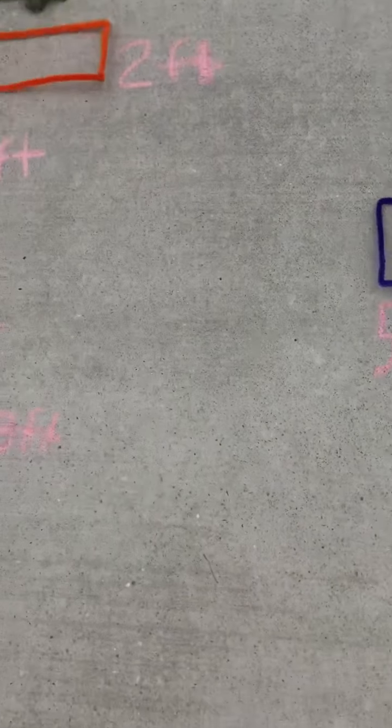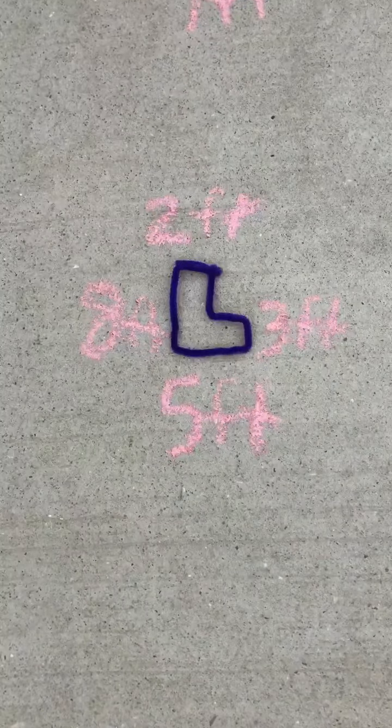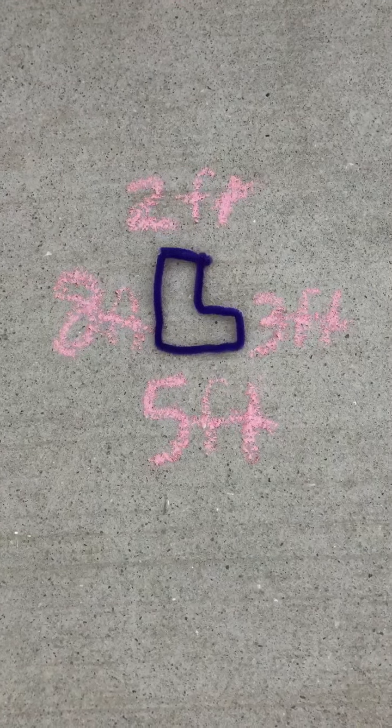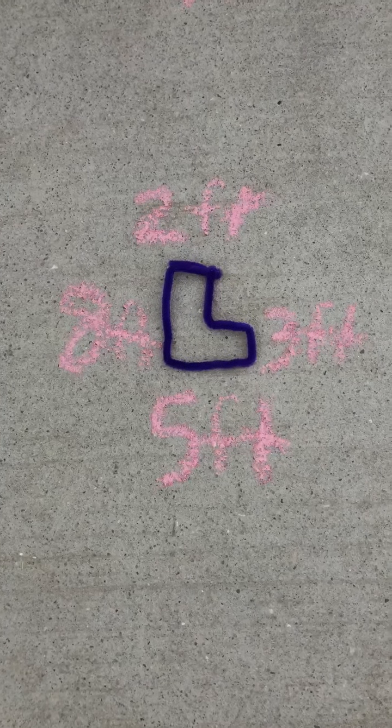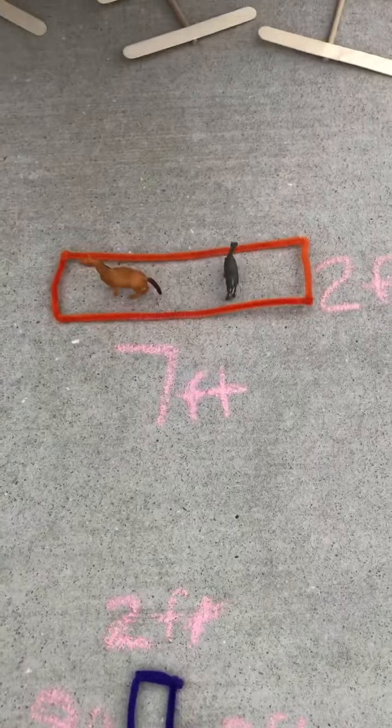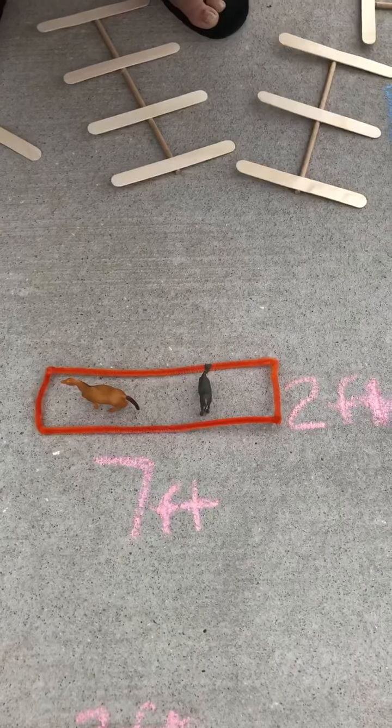We have 2 more shapes here for you. There's no animals in that one, so I'm trying to figure out what to put in there. And finally, we have our last shape, the horse corral, with a 7 by 2 foot area.